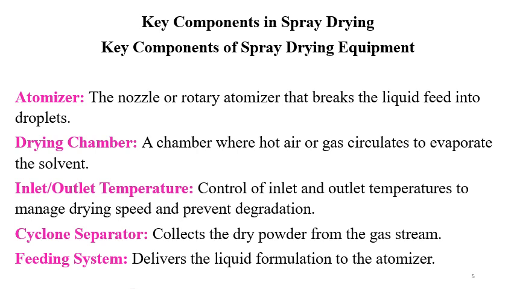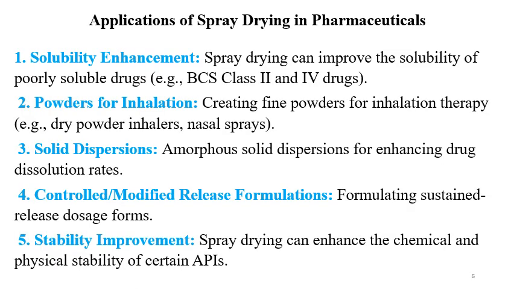One thing here is to understand that temperature may degrade the API. Also, if temperature is too high, degradation will be there. If temperature is too low, drying will not be efficient. So, managing the inlet outlet temperature becomes very critical. Cyclone separator collects the dry powder from the gas stream. Feeding system is to deliver the liquid formulation to the atomizer, and feeding systems are the pumps.